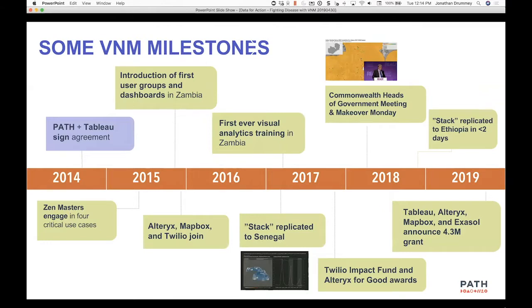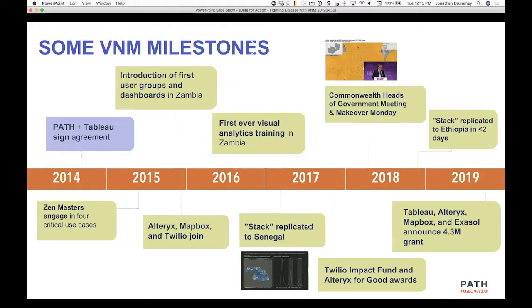So PATH and Tableau signed the agreement in late 2014. Then we started getting involved in the initial set of use cases in 2015 and started rolling out dashboards pretty soon after in 2015. This was primarily volunteer work, so it did go slower than if people were full-time on this. Then we started bringing other partners in and did our first visual analytics training in Zambia in 2017.